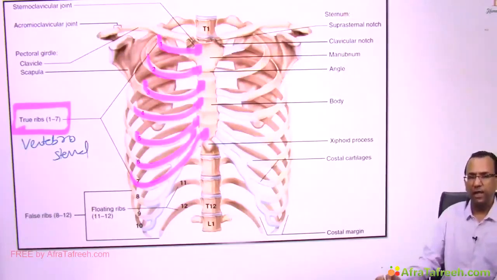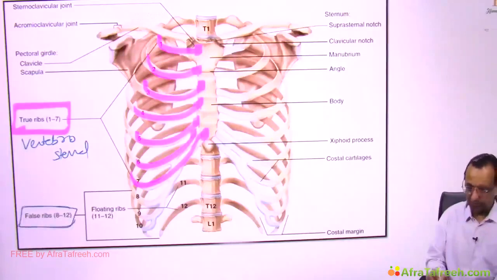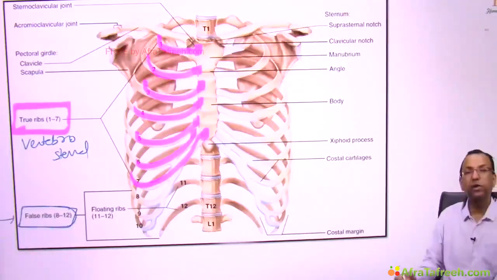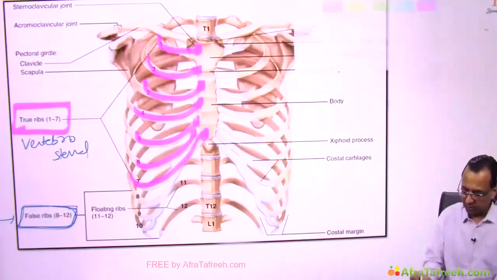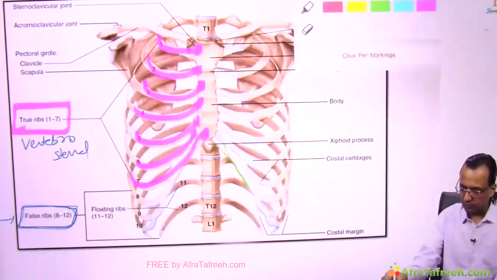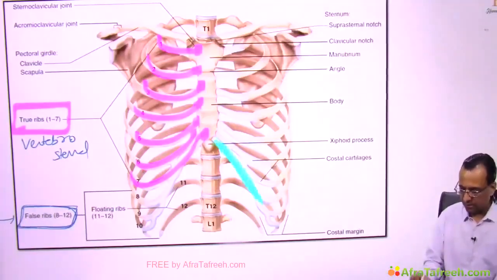But the remaining 5 are false ribs. So you're telling the remaining 5 are false ribs? Yes. Why are they false? Because they don't attach to the sternum directly. So false ribs will not attach to the sternum directly. Indirectly they will attach? Yes, by the costal margin. There is a costal margin. They use the costal margin and then they attach to the sternum.